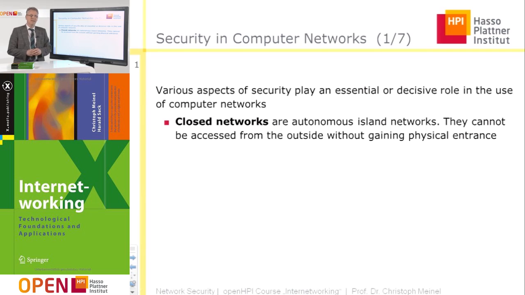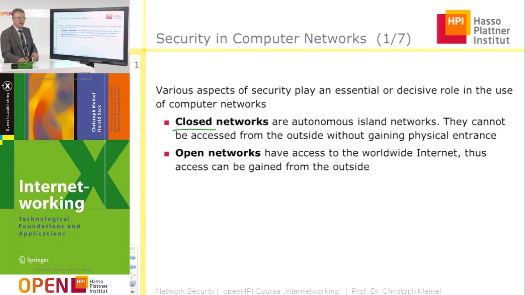We have to start by seeing that there are two different types of networks. On the one side, there are the closed networks. Closed networks are autonomous islands. There is no connection to the outside world, no interconnection with other networks. On this island, the internetworking technology, the TCP/IP stack, can be used for communication, but it is not part of the worldwide Internet. It is a private network and does not give any access without a physical entrance to the network.